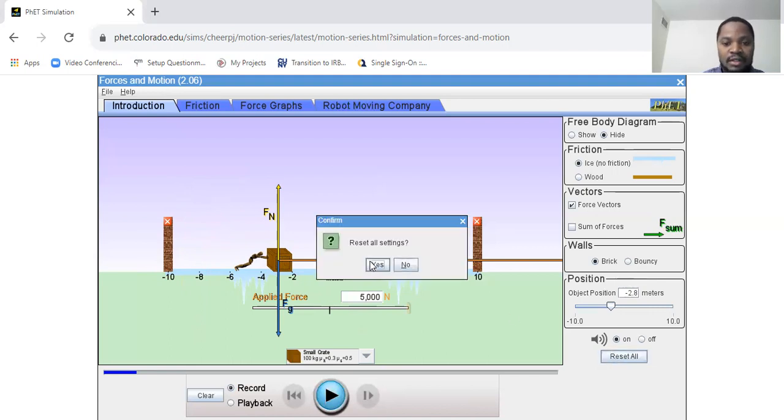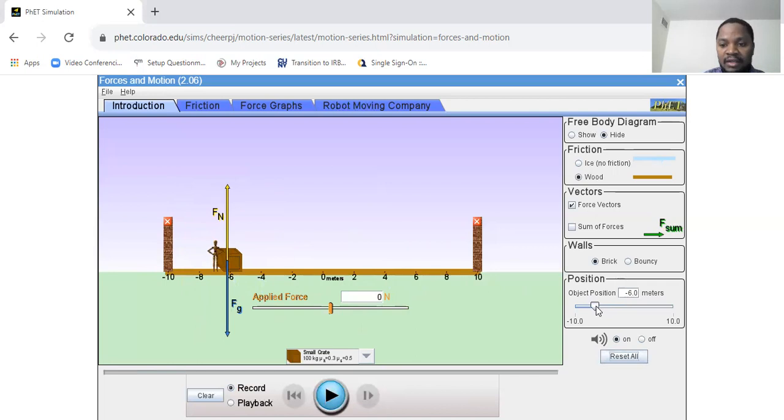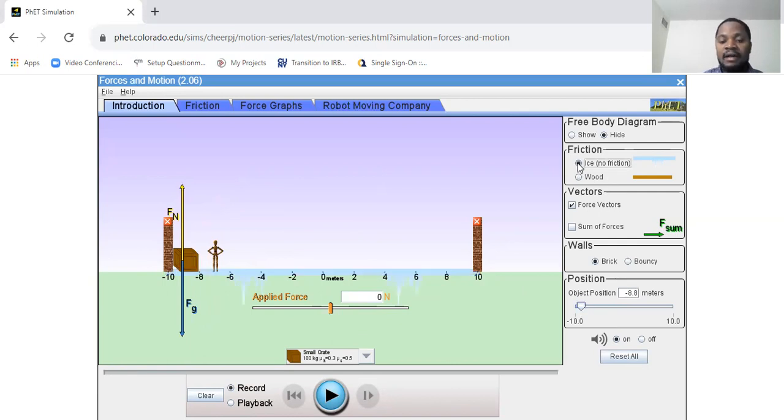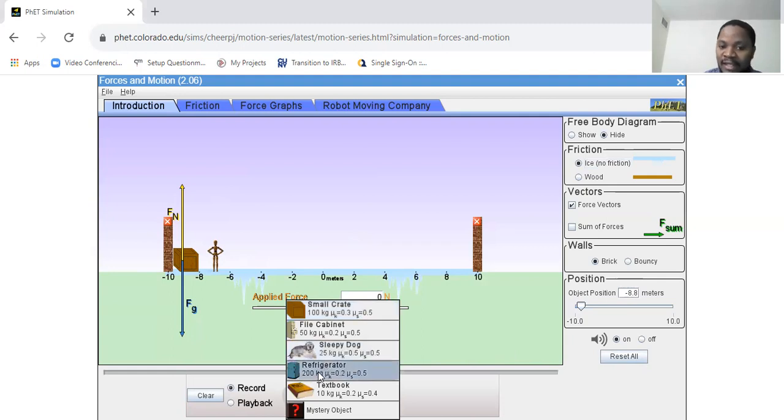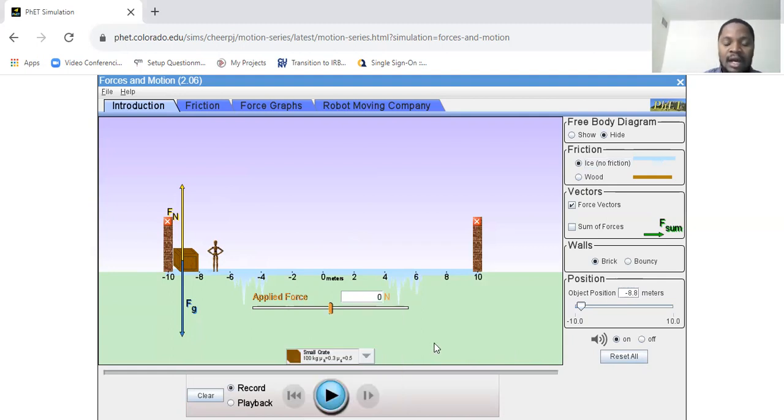So reset. Then I'd like to start the box somewhere here. And then I put the box on ice, no friction. And then look at the question. The question is asking me, if I push this box compared to pushing a heavier box like the refrigerator here, how does the box speed up? If we compare the two speeding up processes, how do they compare? So that's what you have to do.